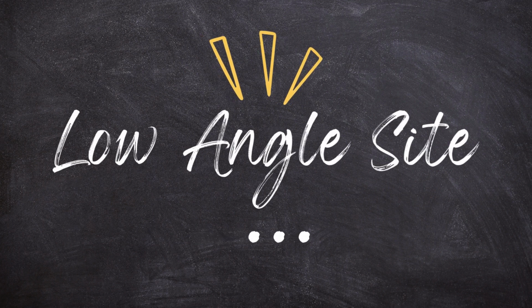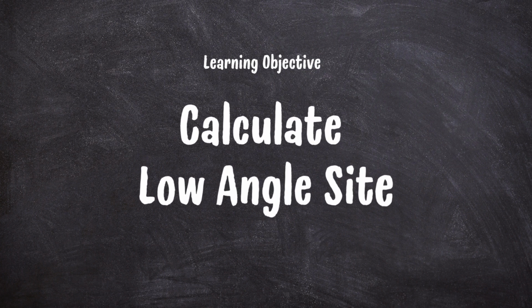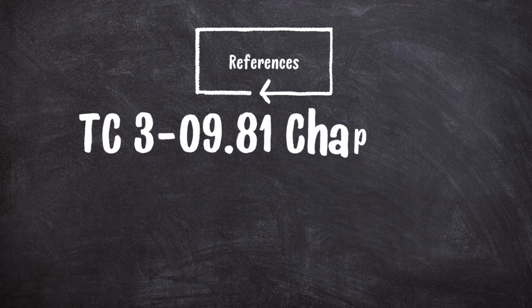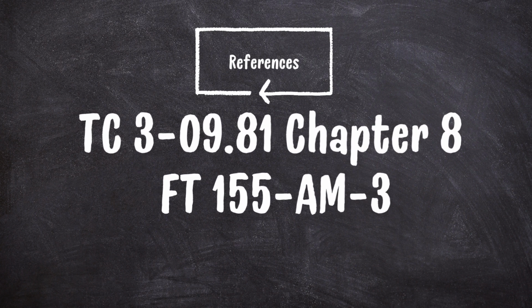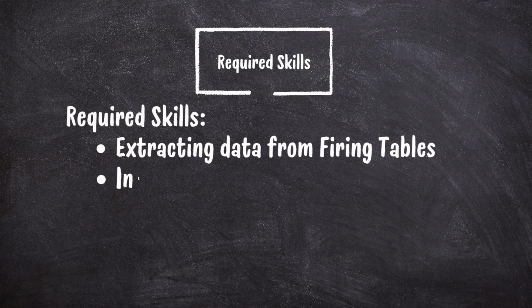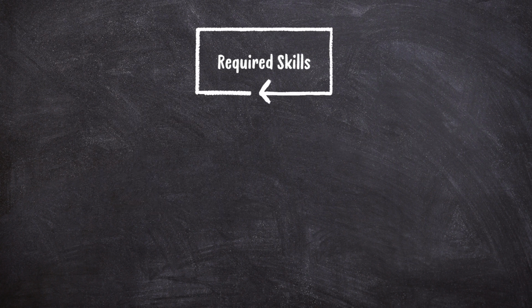Today, we are going to learn low-angle sight. The learning objective is to calculate low-angle sight. References: TC 3-0, 9.81, Chapter 8 and Firing Table 155, Alpha Mic 3. The required skills for this lesson are extracting data from firing tables, interpolation and artillery expression.